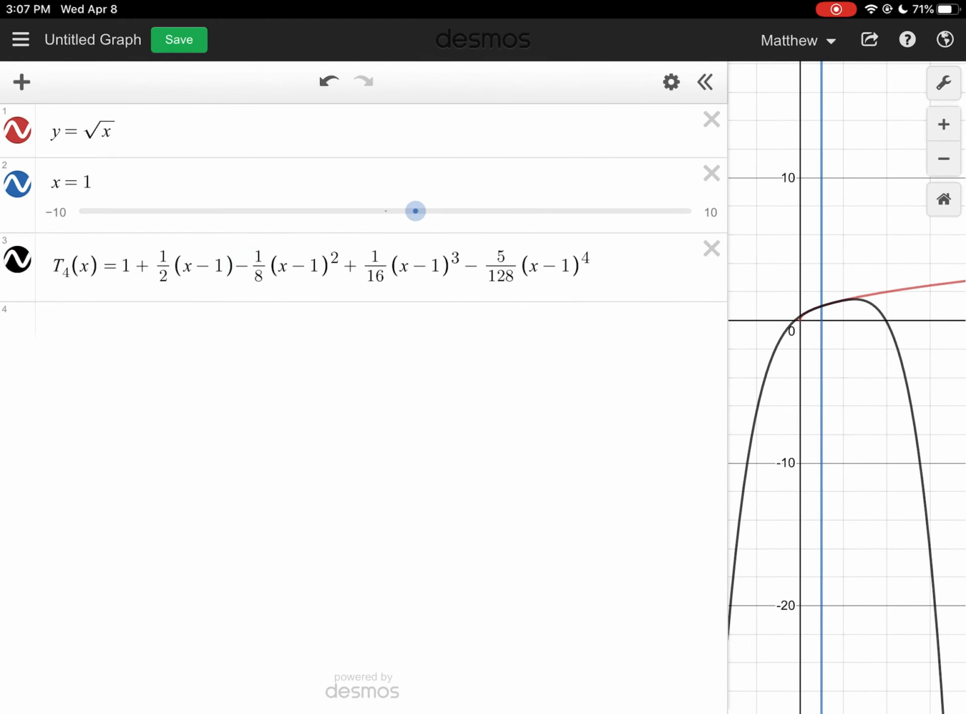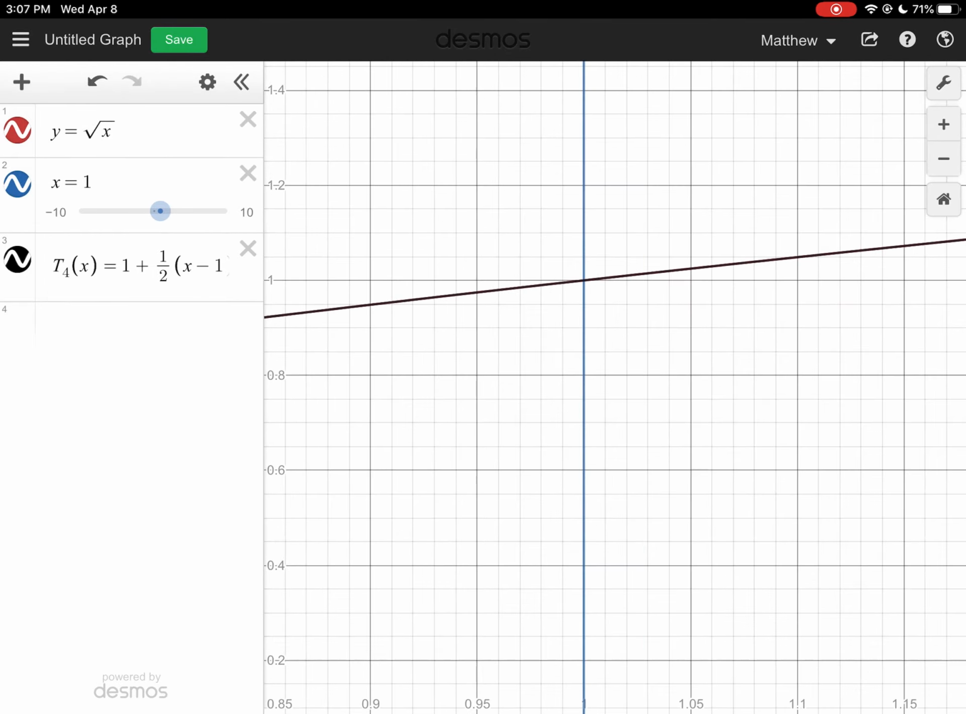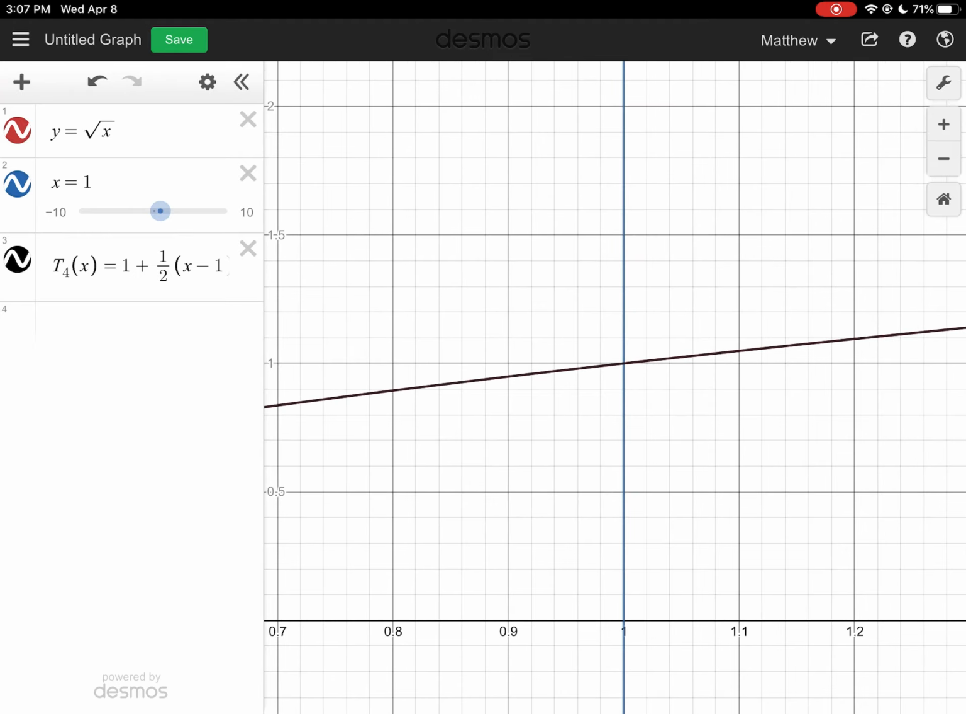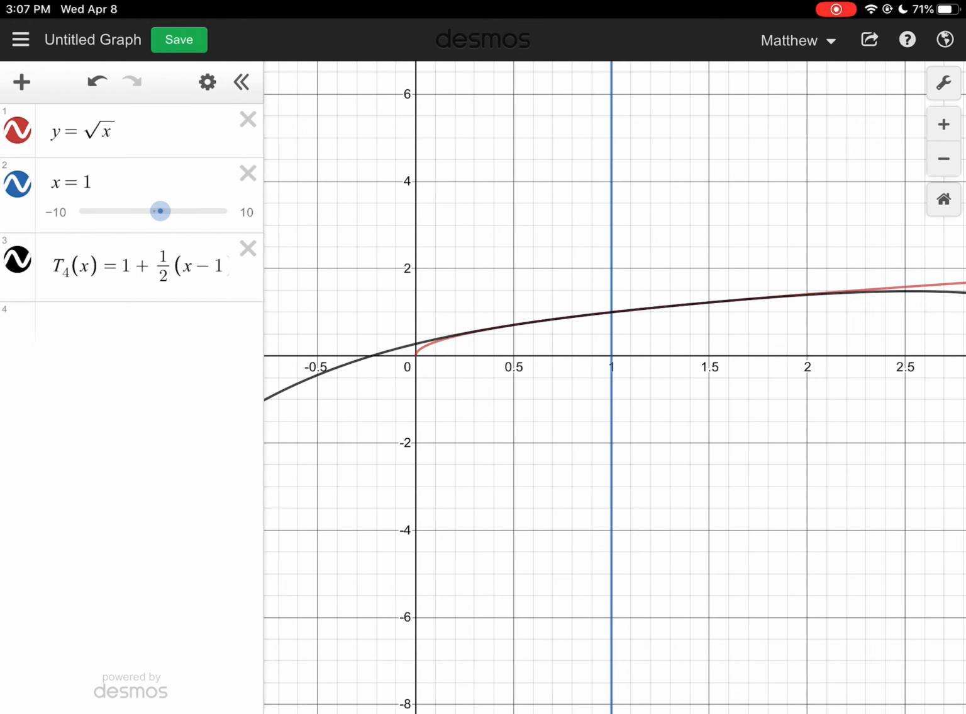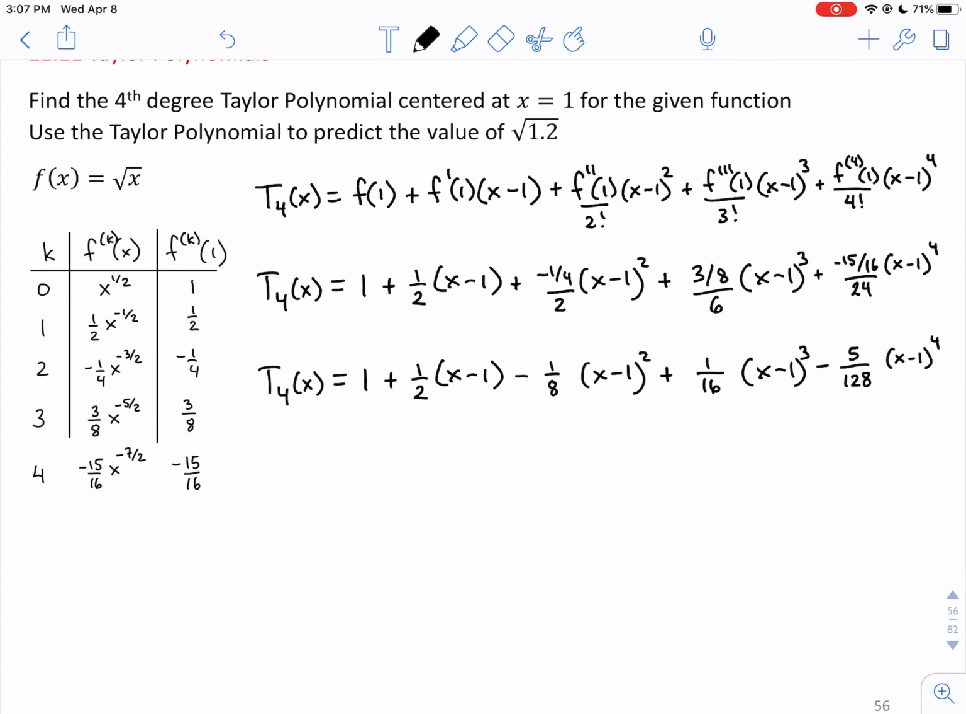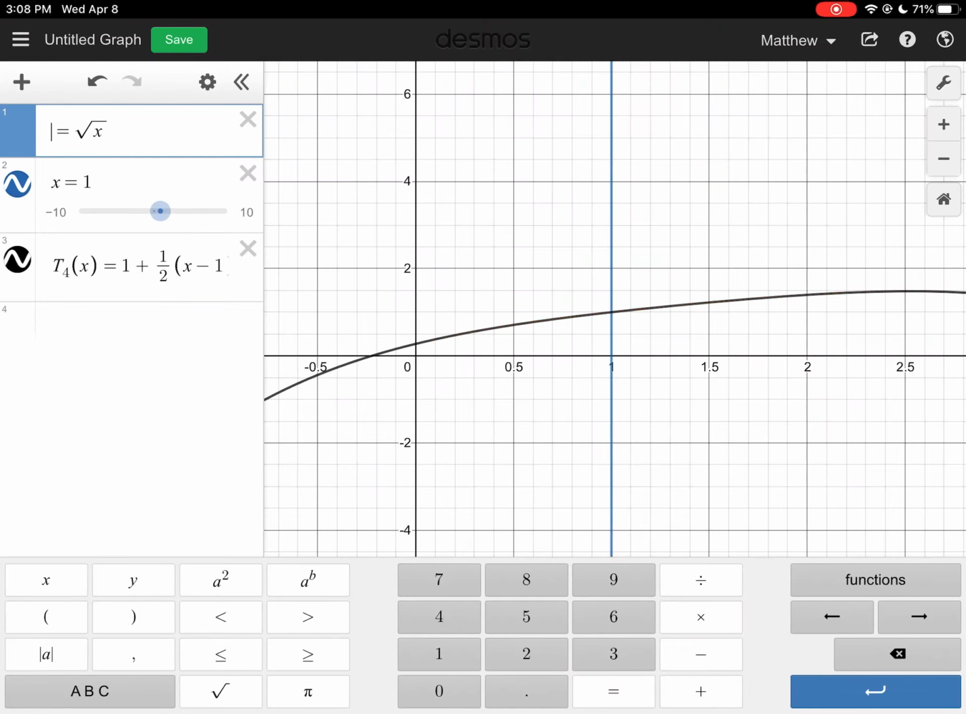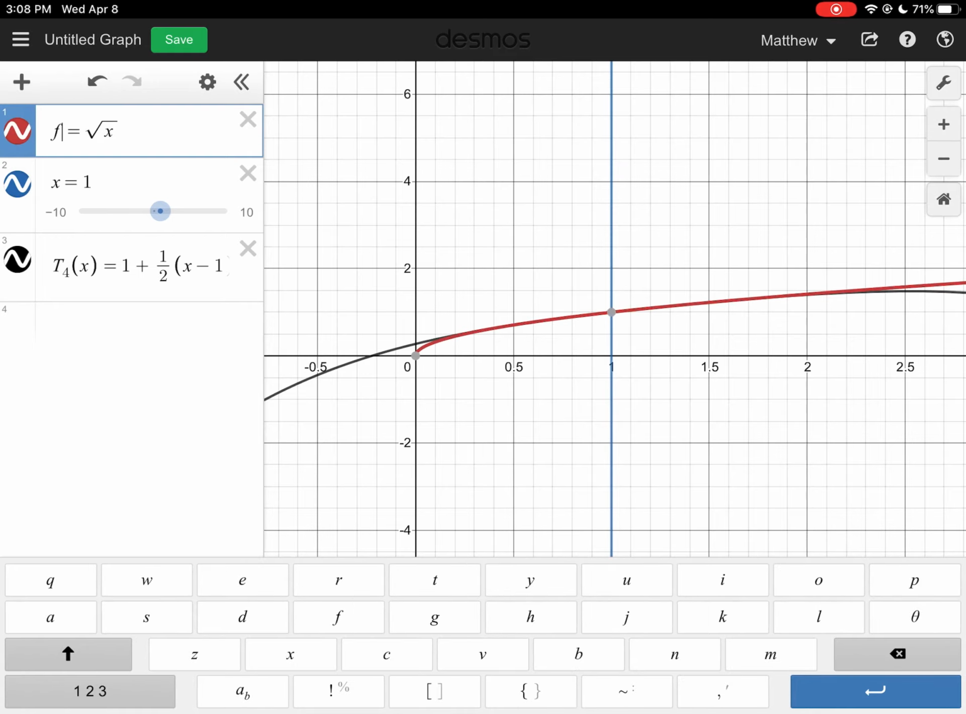It looks good. You can tell visually that you're probably correct because when you're near this point and you zoom in, I mean, they should look identical. This is a good indication that you found the right polynomial. Now we're going to follow the instructions. Use the Taylor polynomial to predict the value of radical 1.2. Let's call this, instead of y, let's use function notation. I'm going to call this f of x.